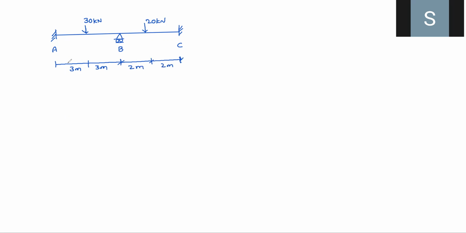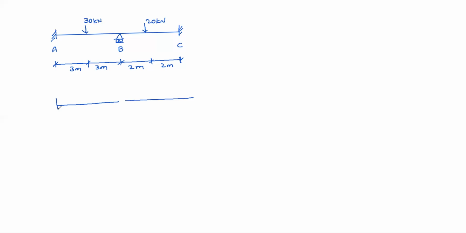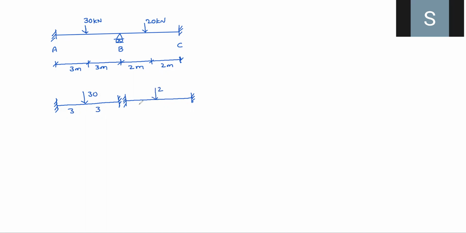How to analyze this beam, we will see. Here, very simple. First, we need to fix the spans. Separately, you need to fix the spans like this, like this, like this, and like this. You fix the spans. Then apply this load. 30, 3, 3, 20, 2, and 2 meters. Okay. Now here we can find fixed moments.